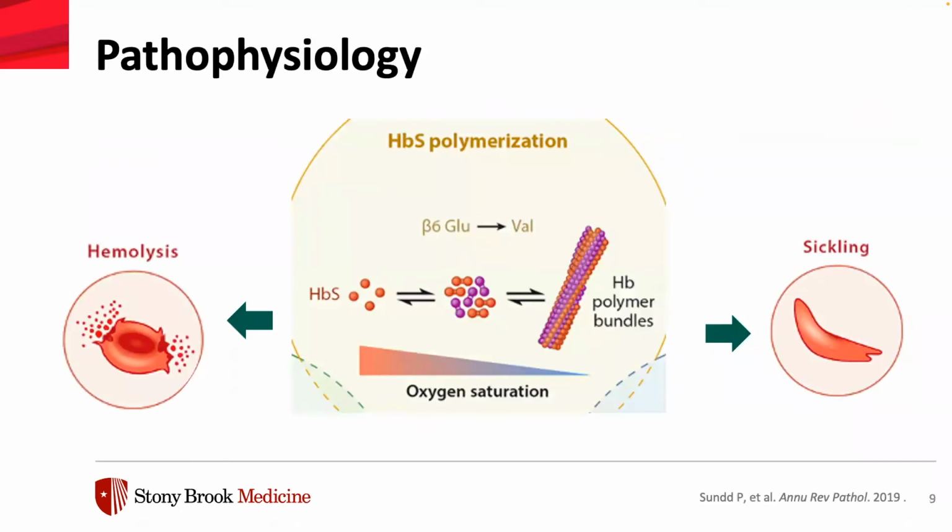Expanding a little bit more on the pathophysiology: like I mentioned before, this all occurs from a substitution of an amino acid in the beta globin chain of the hemoglobin. After this mutation occurs, in times when the hemoglobin is deoxygenated, or not bound to oxygen, the mutated hemoglobin molecules polymerize or combine to form bundles. The polymer bundles result in the red blood cell sickling. This polymerization also promotes hemolysis, or destruction of the red blood cells, and can lead to a whole cascade of other pathologic events.